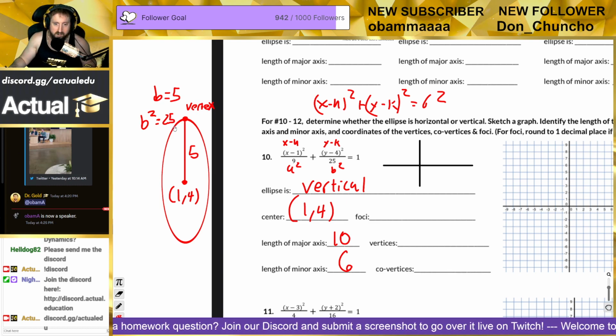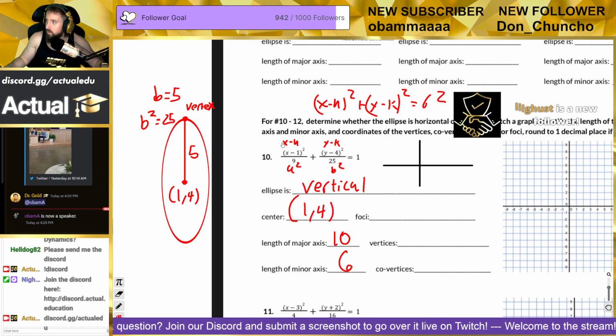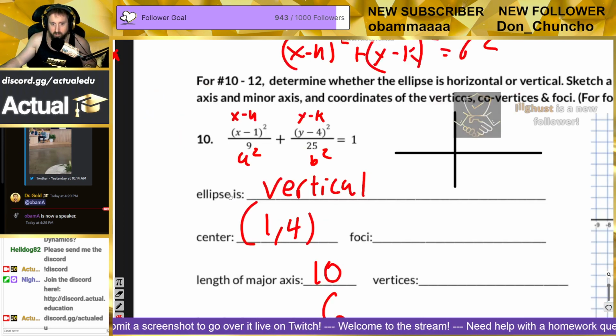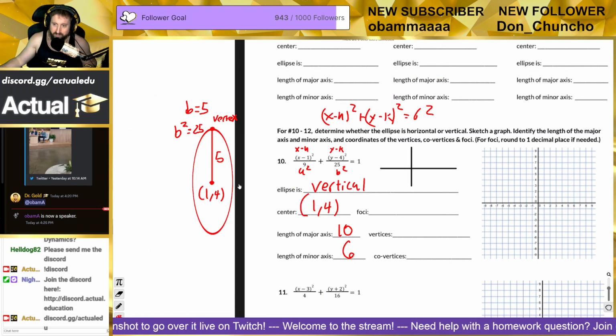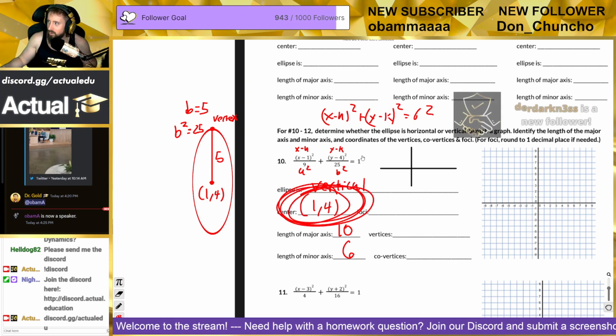Sorry, just the center, right? The center of this ellipse. Do you want me to zoom in more, or zoom in less? I just like zooming in. That's just me. Okay, so the center is at 1, 4, right?